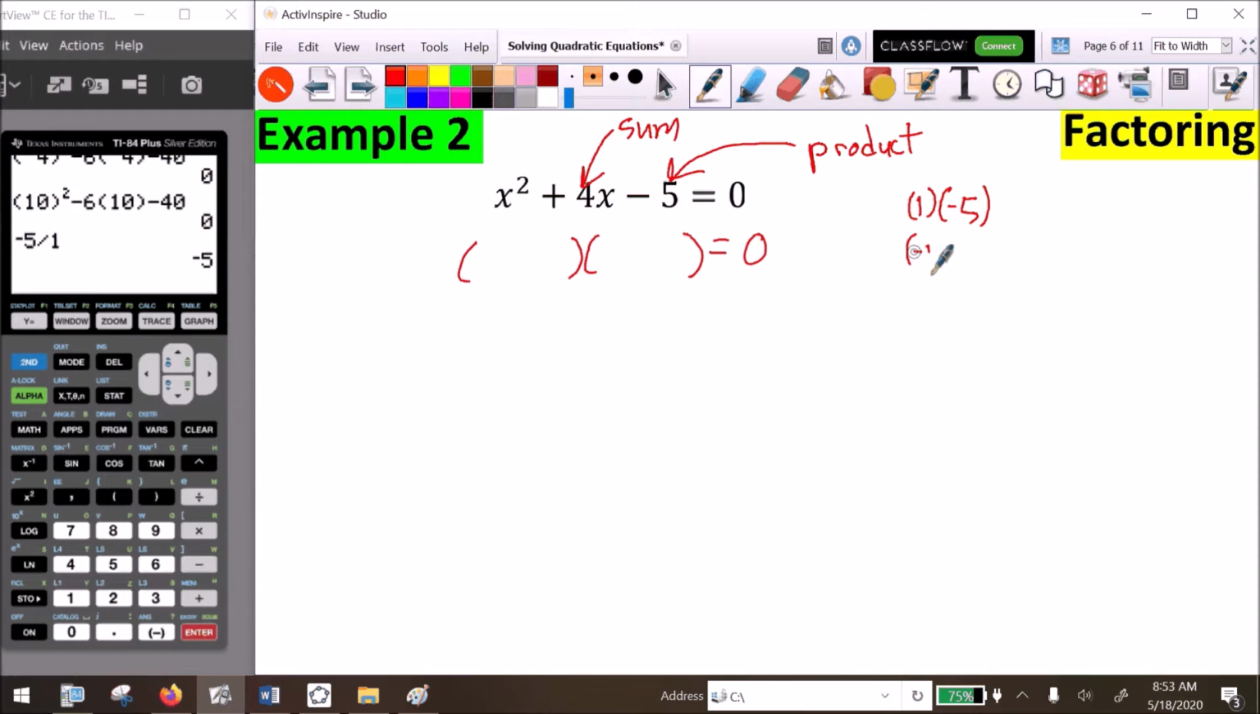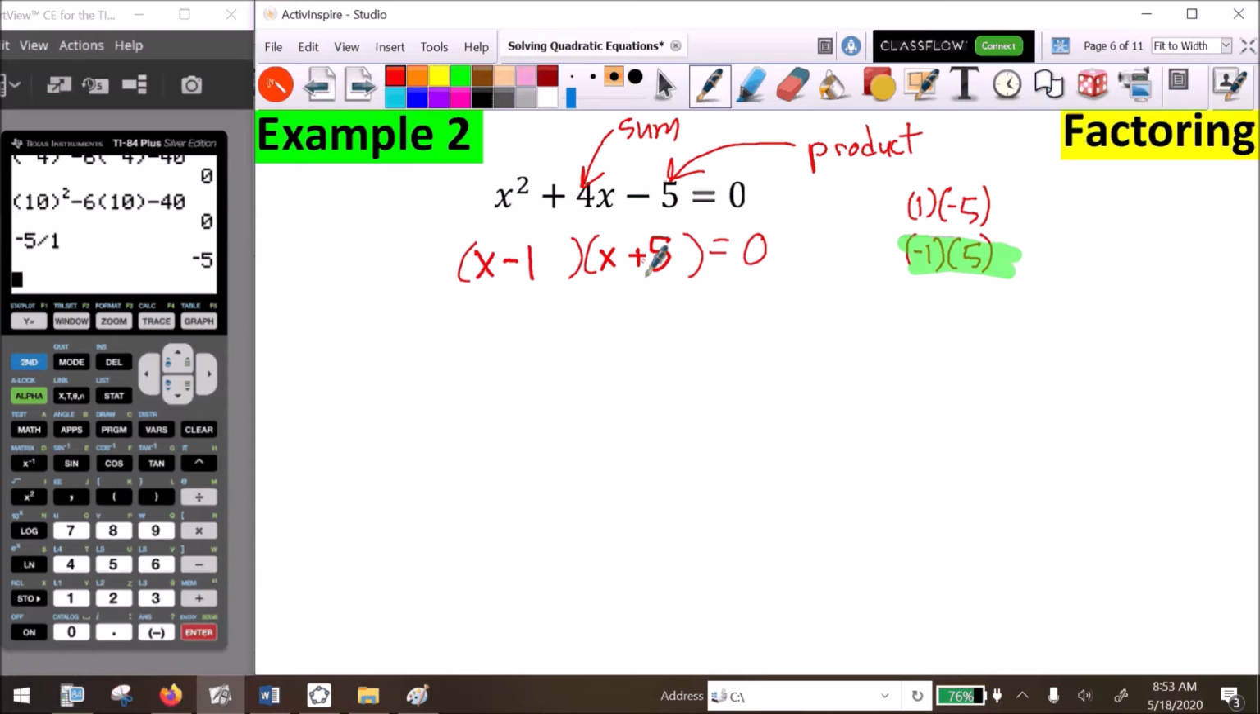So let's try switching the signs. How about -1 and +5? All right, those add up to +4, so that is the factor pair we're looking for. -1 and +5 multiply to -5 and add up to +4. So we're going to factor this as x minus 1 and x plus 5.